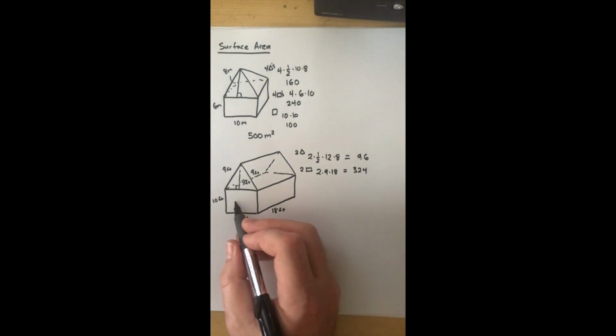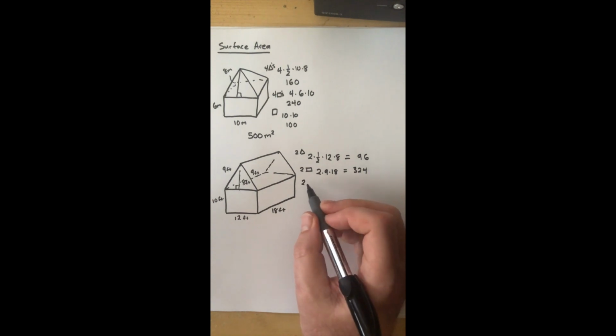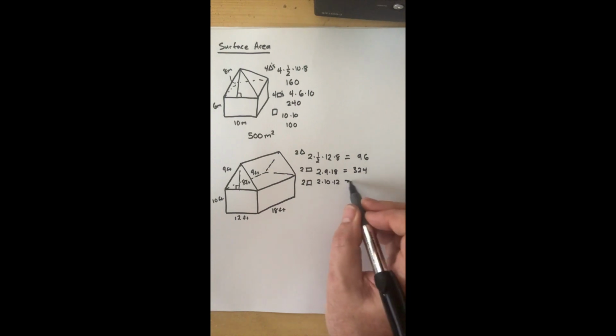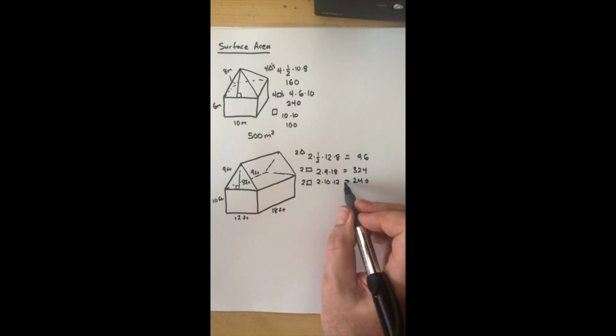Okay. Now we have the front and the back of the bottom. There are 2 of those, front and back, and they're 10 by 12. So that's 20 times 12. That's 240.